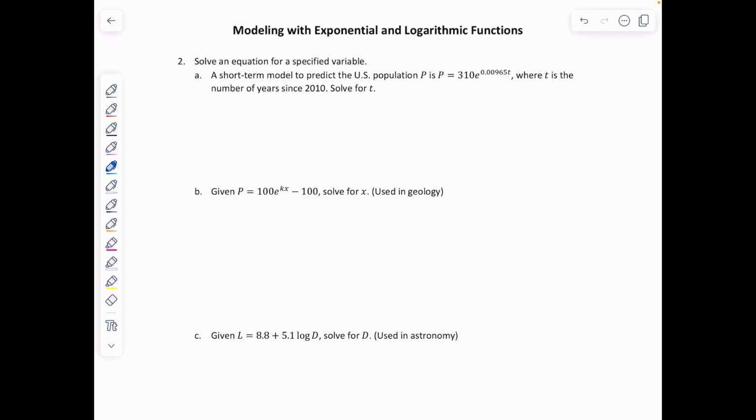Let's look at number 2. Solve an equation for a specified variable. Part A, a short-term model to predict the U.S. population P is P equals 310 e to the 0.00965 t, where t is the number of years since 2010. Solve for t. So you can see that these exponential functions not only apply to compound interest, but also U.S. population. And then eventually in part B, you're going to see geology, and part C is astronomy. So lots of different fields use exponential functions.